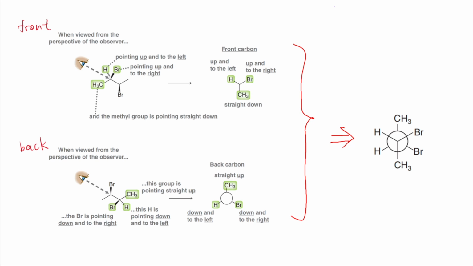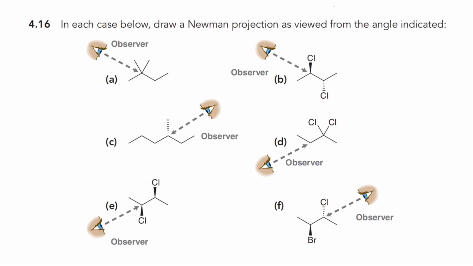So this is the front carbon and back carbon. Also, you can draw it from front and from back. The problem will tell you which way you are going to draw from the front. For example, these are the drawing problem questions for Newman projection.